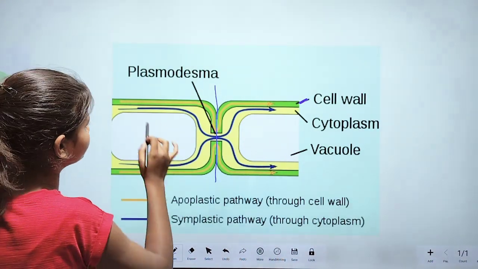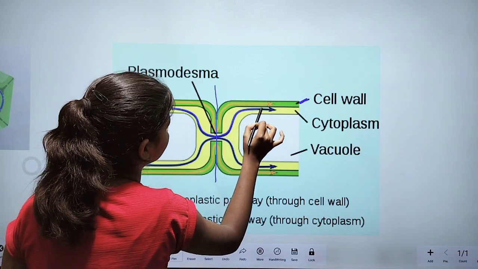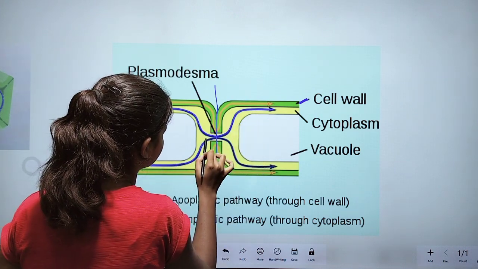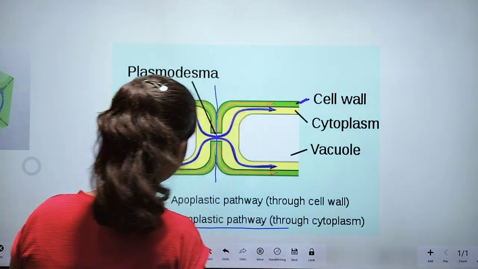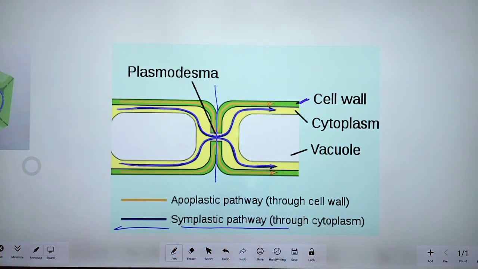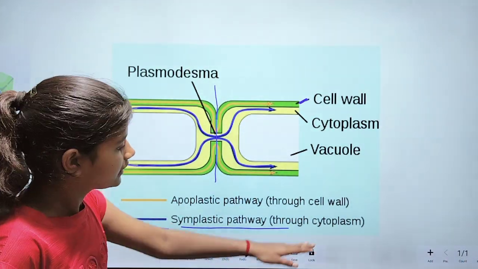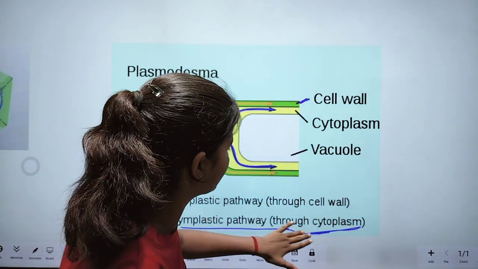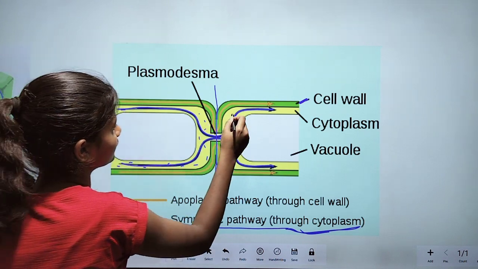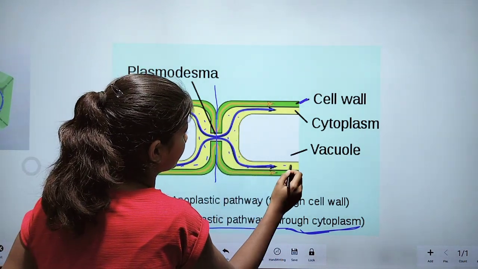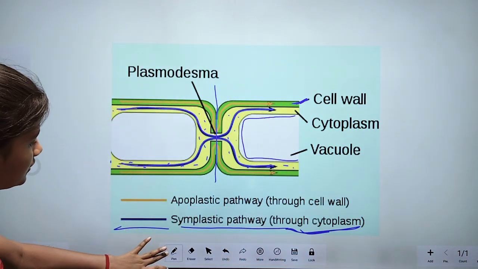Okay, so this blue path is known as the symplastic pathway. This blue color is the symplastic pathway. It moves through cytoplasm, and this one is the cytoplasm of this cell, and this one is the cytoplasm of another cell. And this one is the vacuole, and this green one is the cell wall.